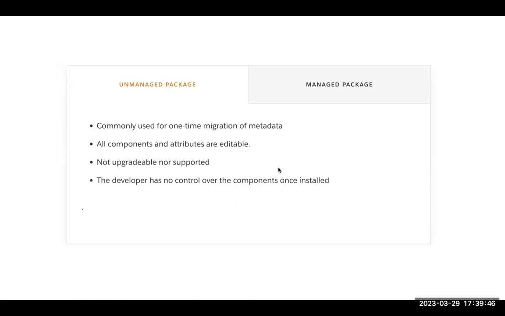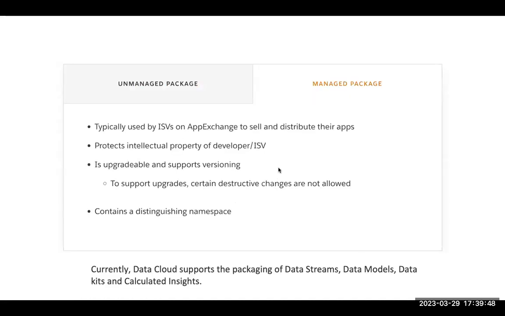Yeah, with a managed package, we don't have any control because the vendor who designed the managed package has control and visibility, and full control on the components to upgrade as well. So currently, Data Cloud supports the packaging of data streams, because when you design a package to deploy your components from one Data Cloud to another Data Cloud instance, which is a sandbox or a production, through a packaging option you only have an option to add the data streams, data models, data kits, and calculated insights.